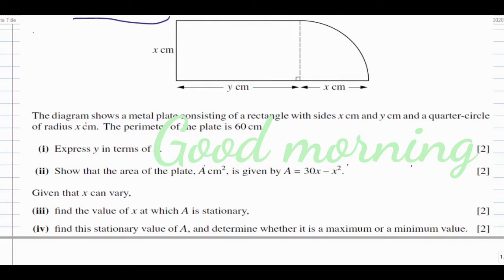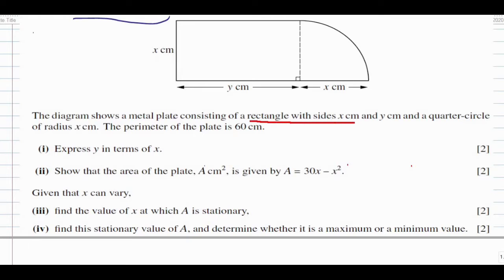Good morning. Questions are related to further differentiation. The diagram shows a metal plate containing a rectangle with sides x centimeter and y centimeter and a quarter circle of radius x centimeter. The perimeter of the plate is 60 centimeter. Question 1. Express y in terms of x.